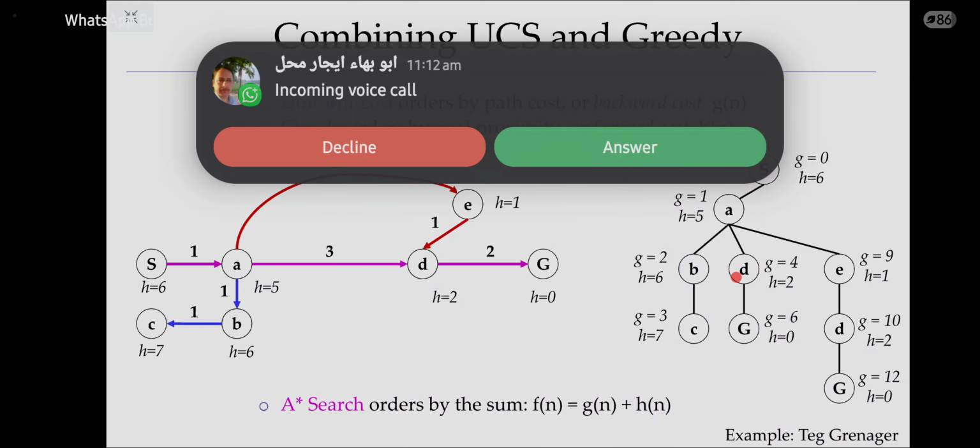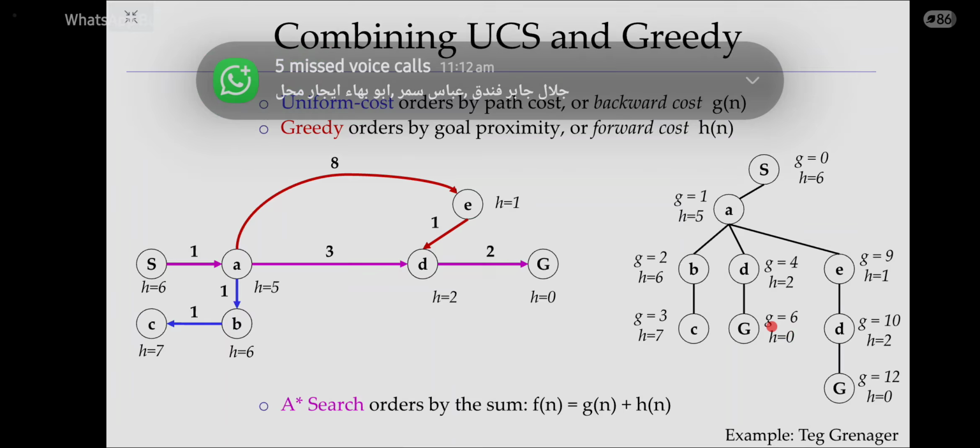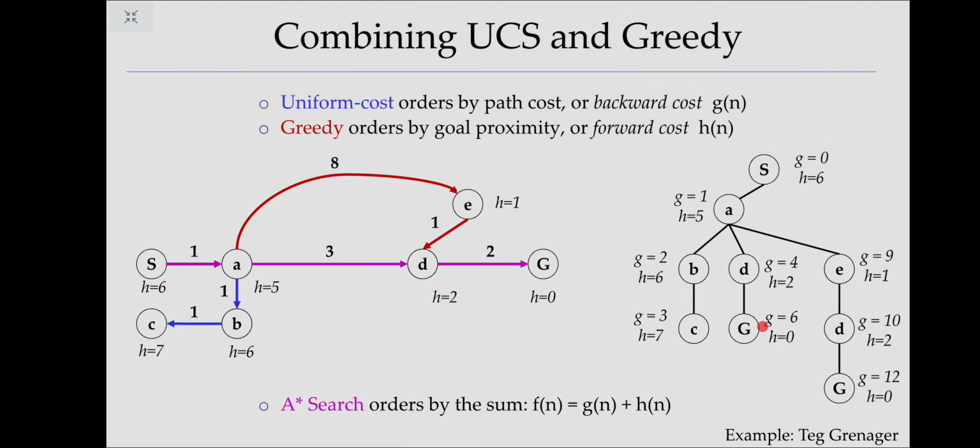The child of D is G. We add a new object instead of G. The value of G is updated. The cost is 2 plus G value of D, which is 4. 4 plus 2, 6. G is 6. And heuristic of G is 0. We update this. Now, compare F value of G and other nodes.